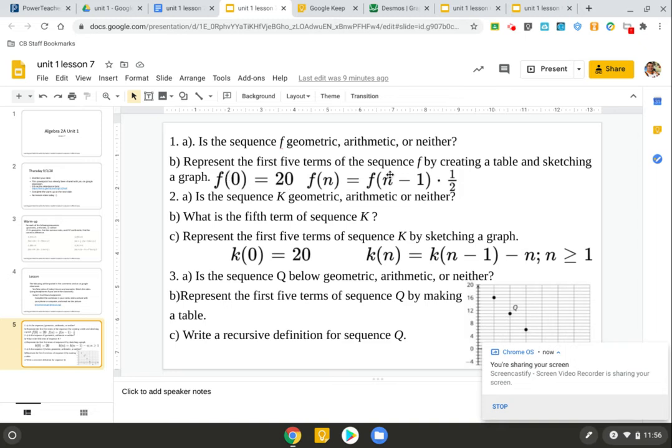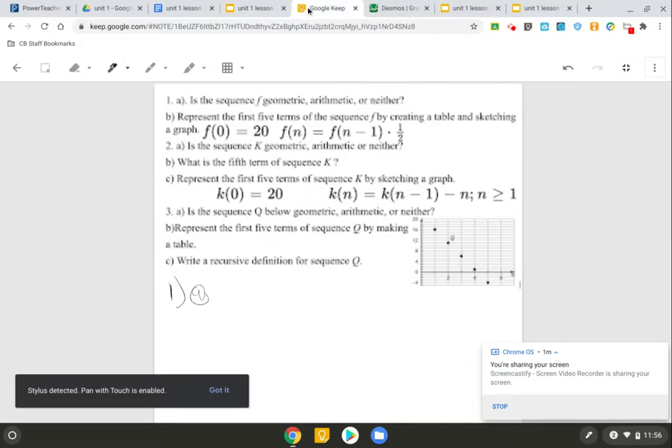So it looks like they gave us the recursive form. It's telling us that our starting term is 20 and that each new term is equal to the previous term times 1/2. The key word in this is times. So that makes this a geometric sequence.